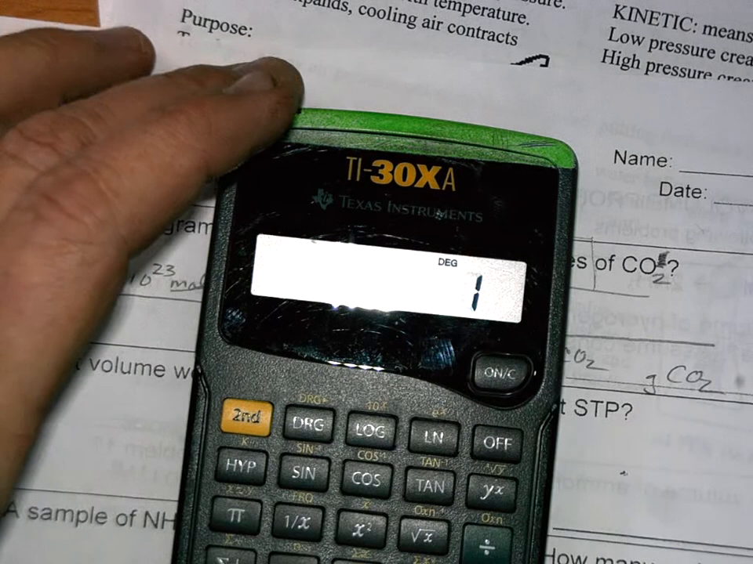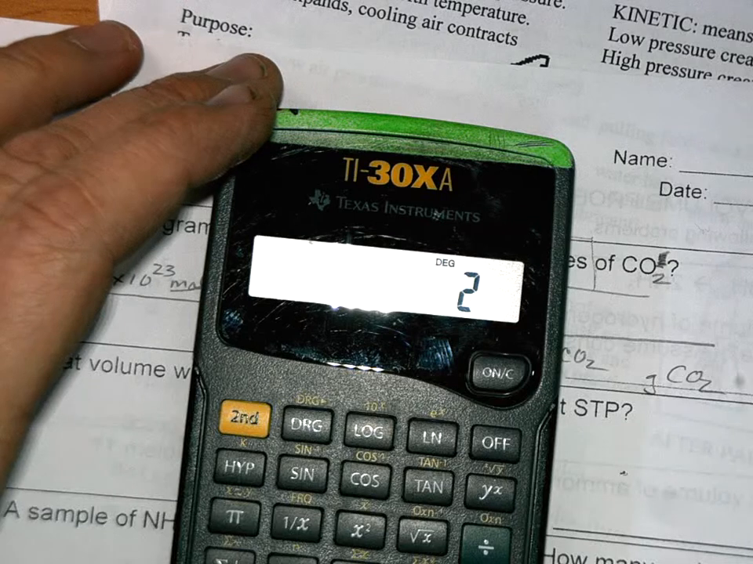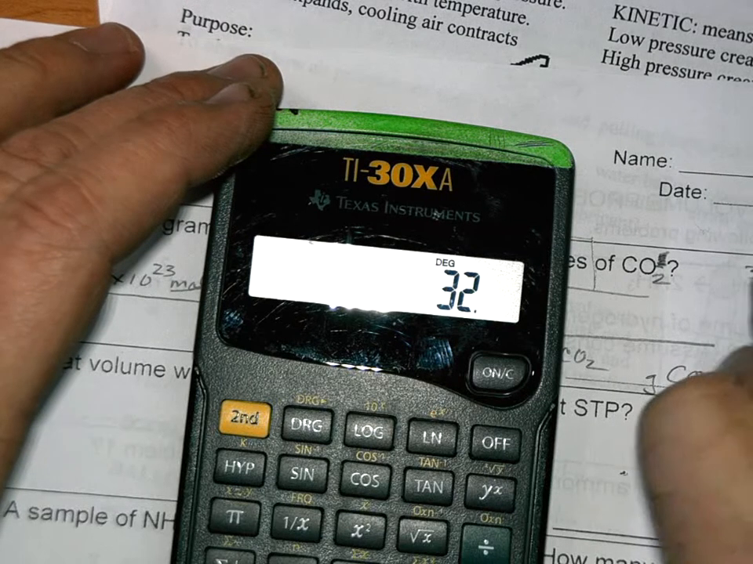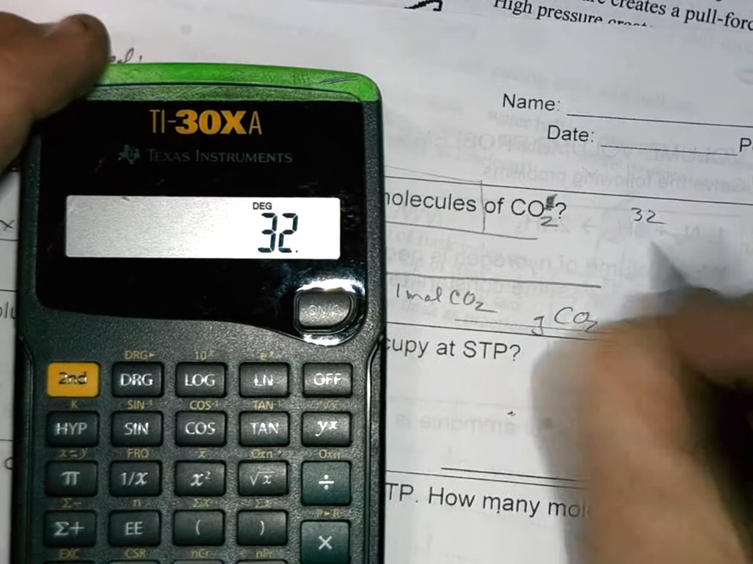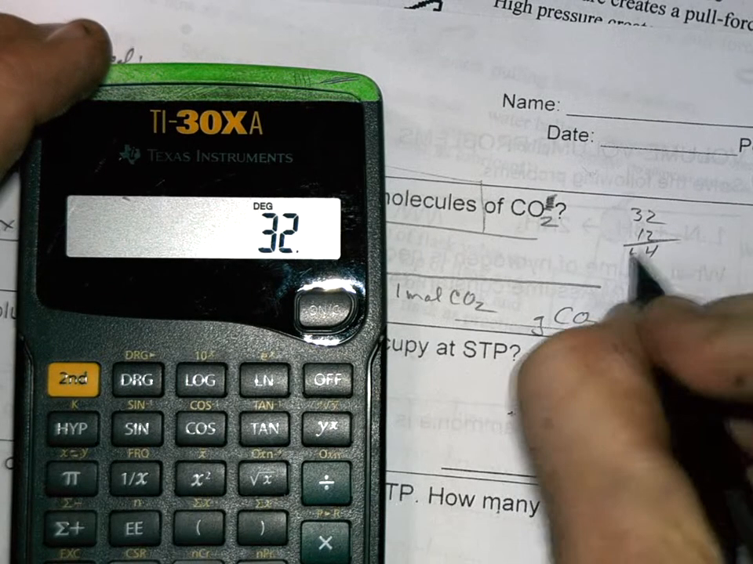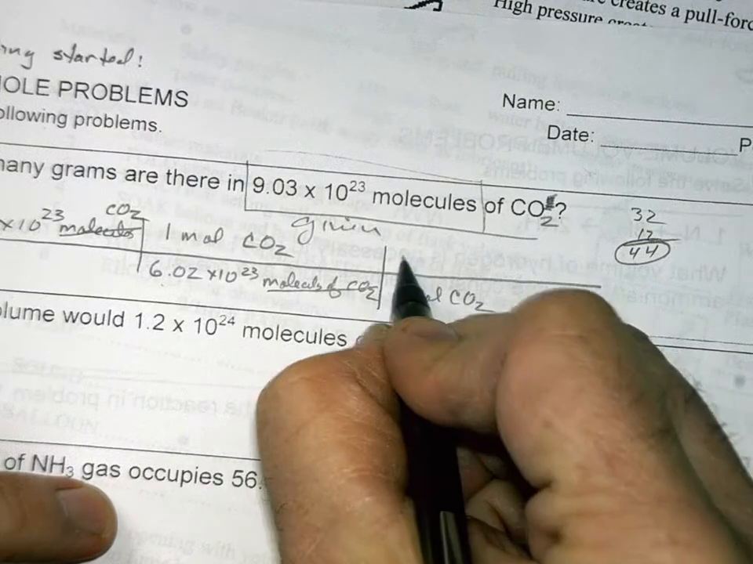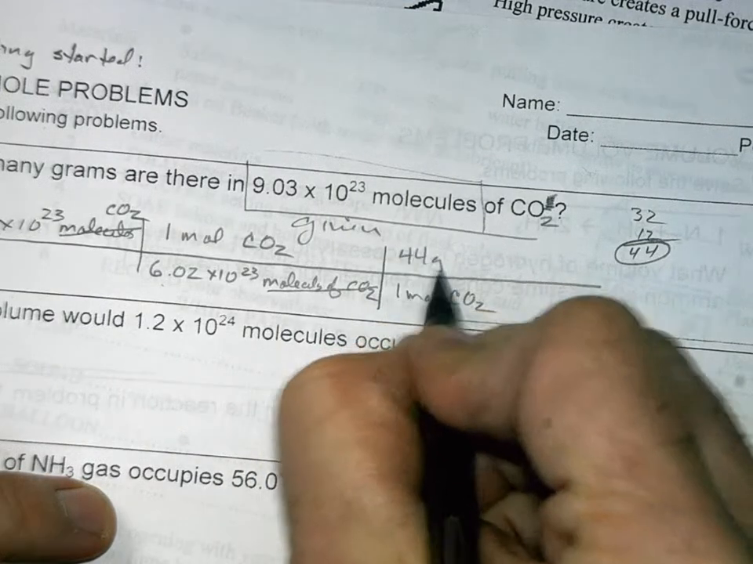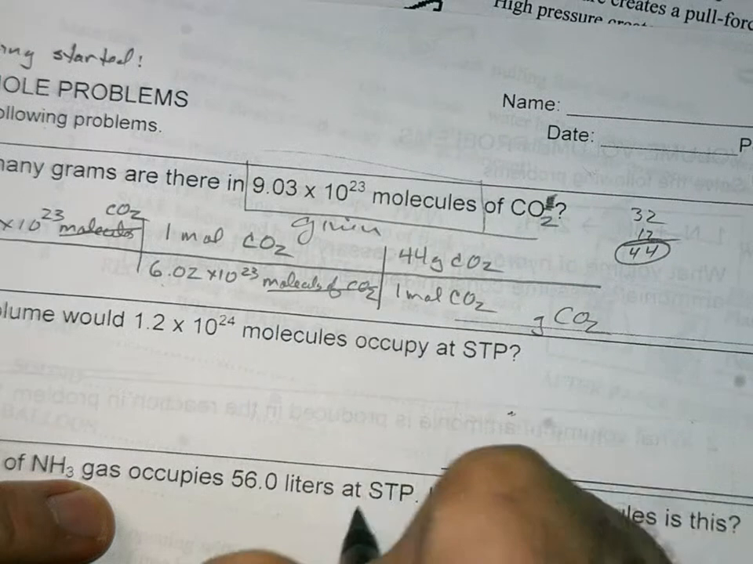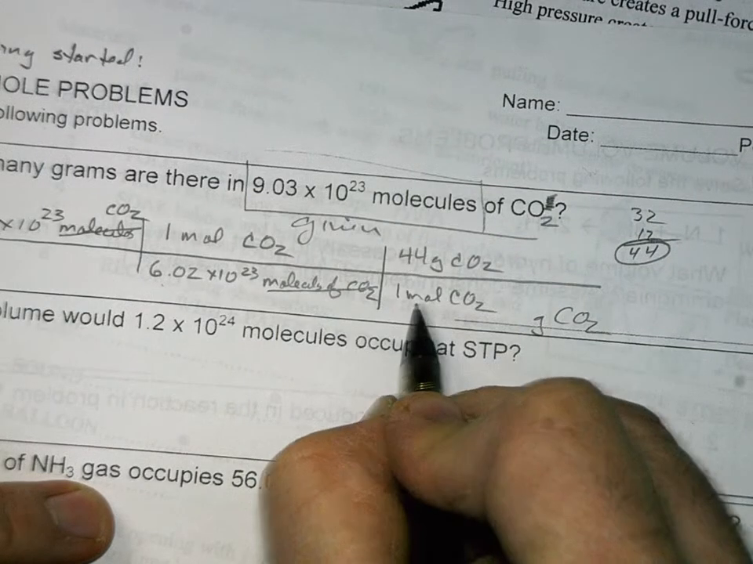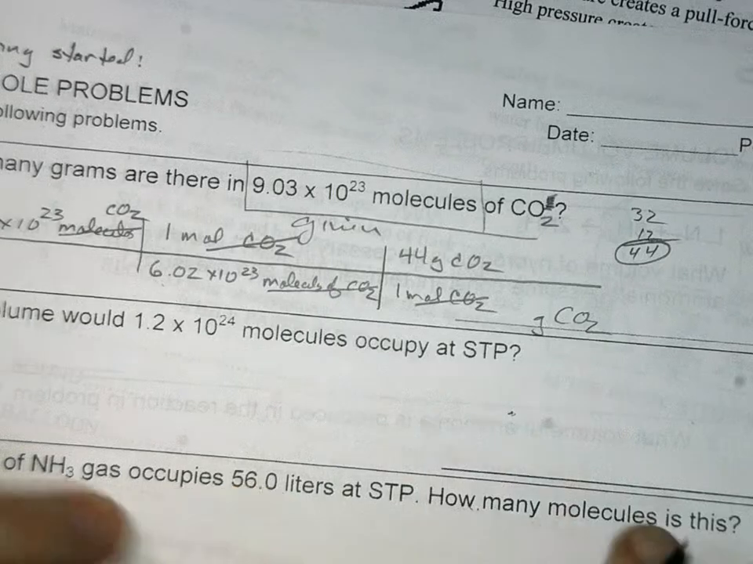See, oxygen is 16 times 2 is 32, and then let's see, carbon is 12. Yeah, I thought it was 44, but I didn't want to mess you up here. So 1 mole of carbon dioxide is 44 grams of carbon dioxide. So anyway, we will cancel out the mole of CO2 with the mole of CO2 there.